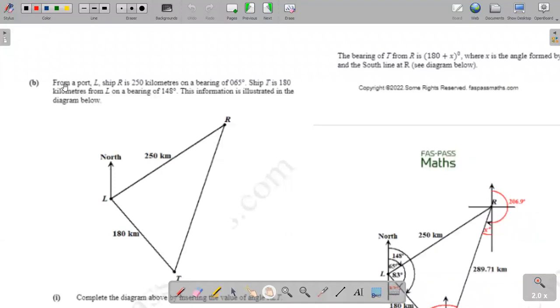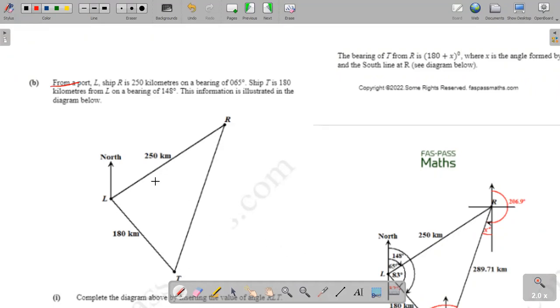So let's read this. From a point, a port L. So let's look at the picture. Everybody see L? And because they say from L, that's why the north line is drawn at L. Everybody with me?